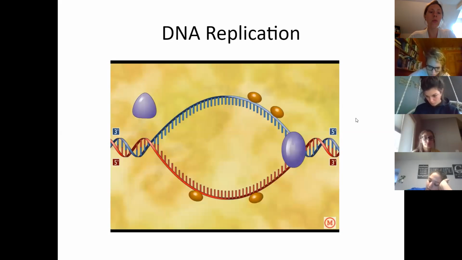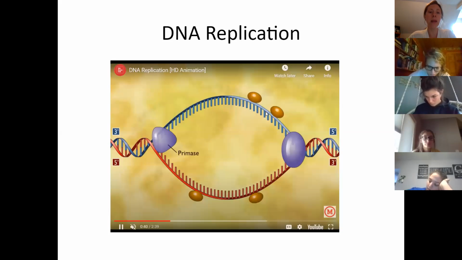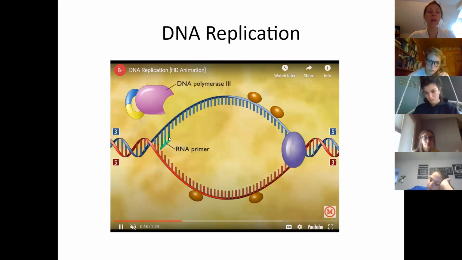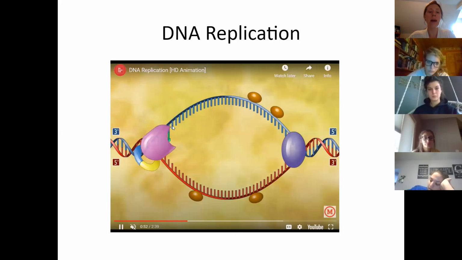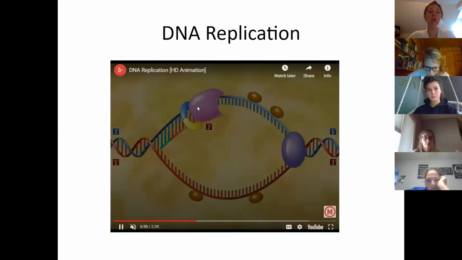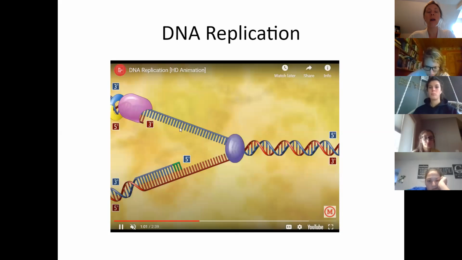The way that we do that is by unzipping it, like you can see here. And we're going to have a molecule called DNA polymerase that's going to travel down one side of the DNA and is going to read the letters there. So if there's an A, it's going to put a T. If there's a G, it's going to put a C. And it's going to build what we call the complementary strand.